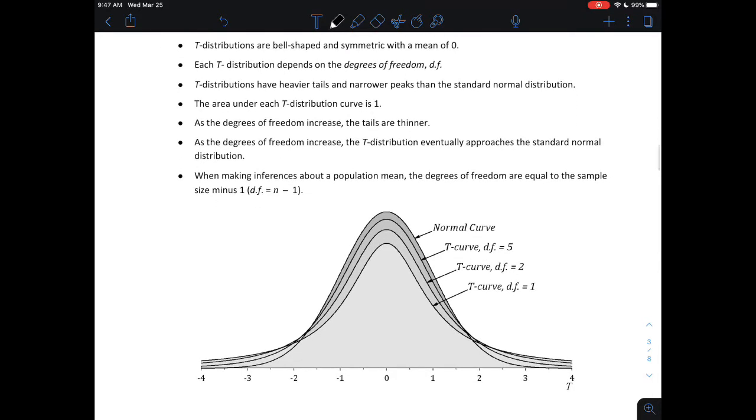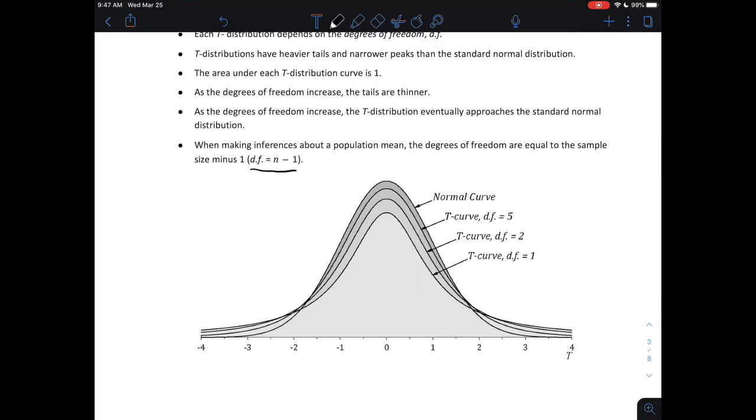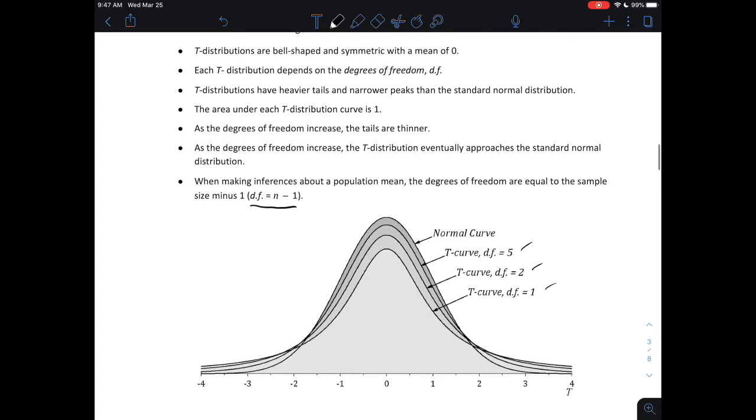And when making inferences about a population mean, the degrees of freedom are equal to the sample size minus 1, which means df is equal to n minus 1. Again, that's going to be something that we'll be using. So a lot of what was just described there you can see in this picture here. Notice that 0 is in the center. You can see that the t-curves that they've described for degrees of freedom 5, 2, and 1 appear approximately bell-shaped, symmetric. You can see the descriptions about the tails and the peaks. And you can see that as the degrees of freedom is increasing, these curves are getting closer to the normal curve that is at the top.